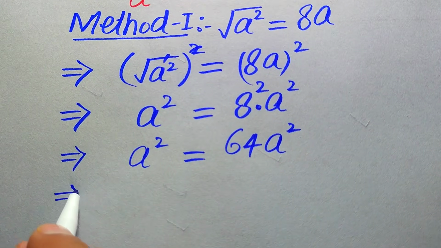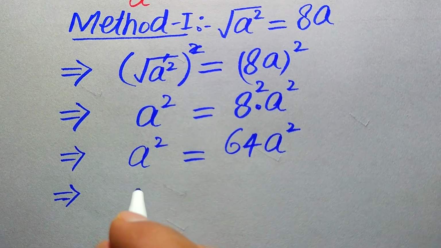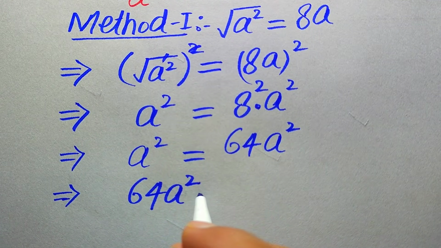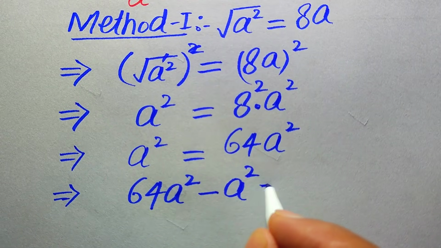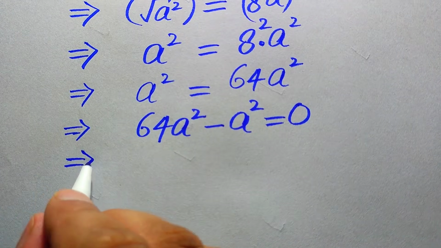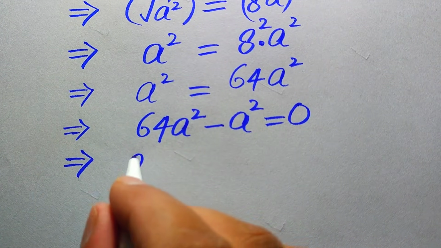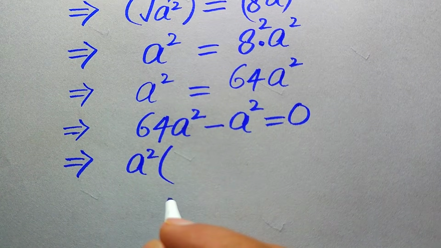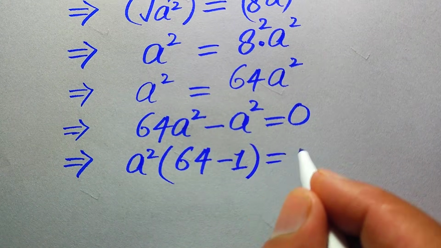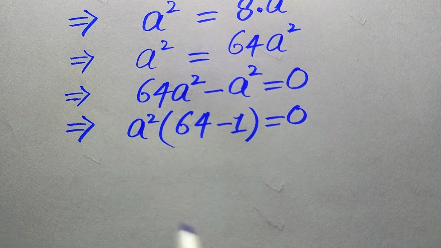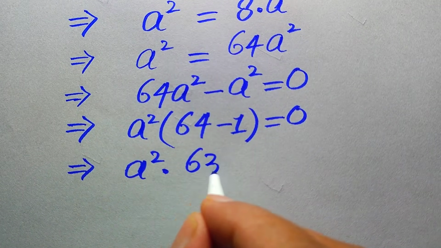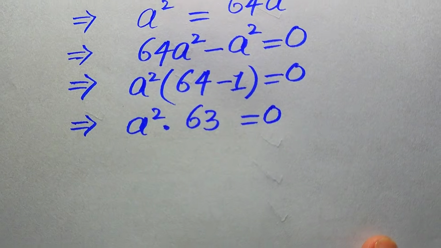Now in the next step we need more simplification, and we move a squared to the right hand side, and we get 64 times a squared. This a squared, when we move it to the right hand side, becomes minus a squared, and this whole equation is equal to 0. Now you see that both of these terms involve a squared, so we take common a squared from here, and the remaining values are 64 minus 1, and this whole equation is equal to 0. Now 64 minus 1 is equal to 63, and this whole equation is equal to 0.